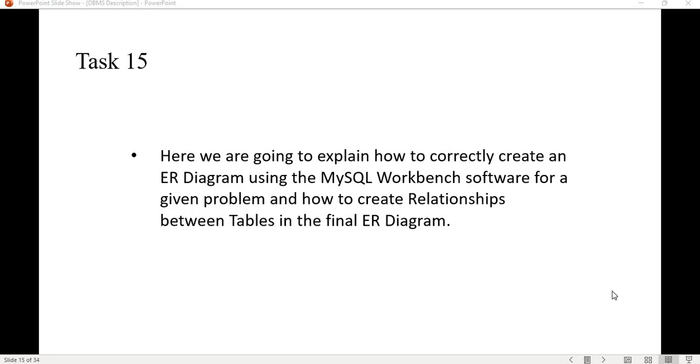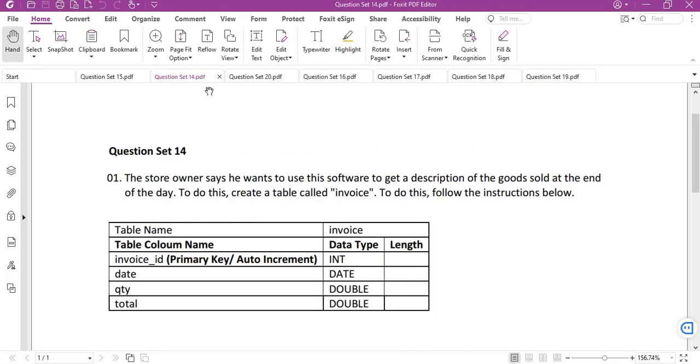In this video, we are going to discuss how to correctly create an ER diagram using the MySQL Workbench software for a given problem, and how to create relationships between tables in the final ER diagram. That means now our next mobile DB has been completed. The ER diagram part has been completed. Now we must create the relationship and forward engineer it to enter the values. So we will see the requirements and create the relationships.